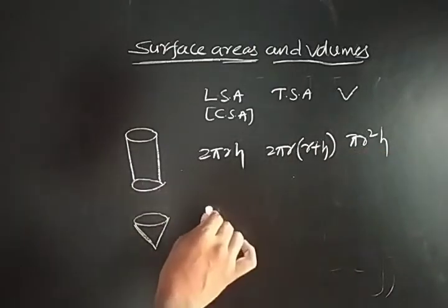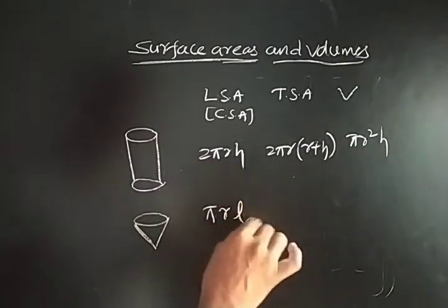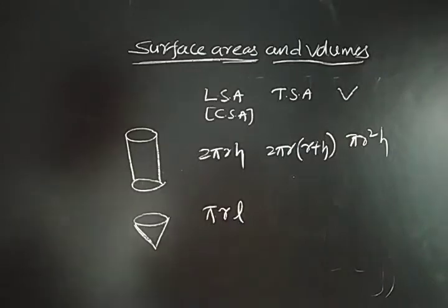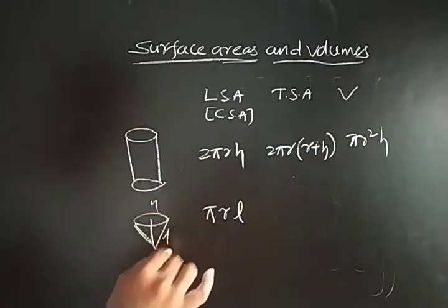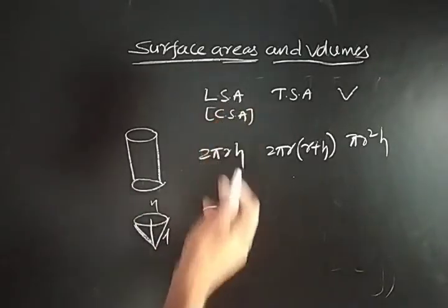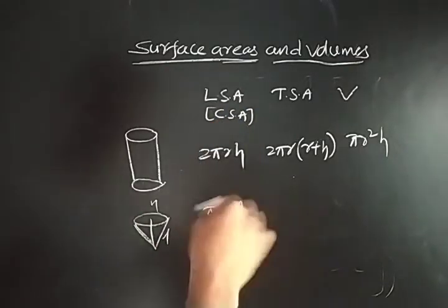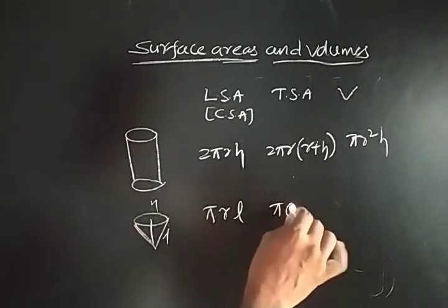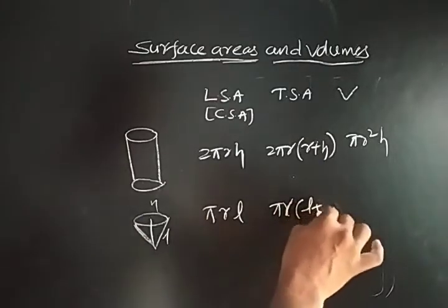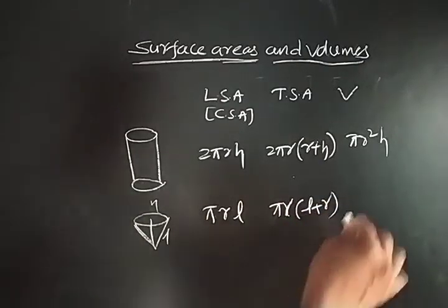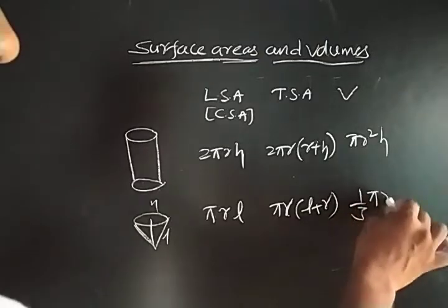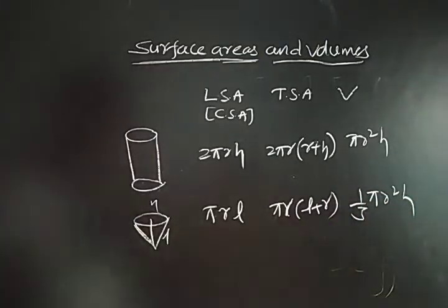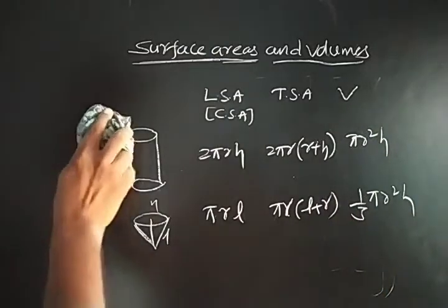For the cone, we will have 2 heights. One is slant height and the other is normal height, L and H. So LSA, CSA is pi R L and TSA is pi R into L plus R, and volume is 1 by 3 pi R square H. For the cone, 1 by 3rd of the cylinder is the cone volume formula.